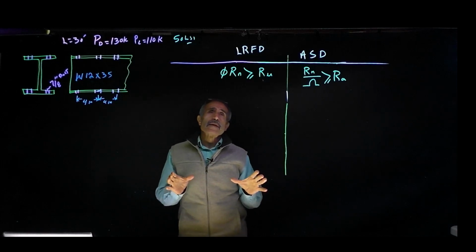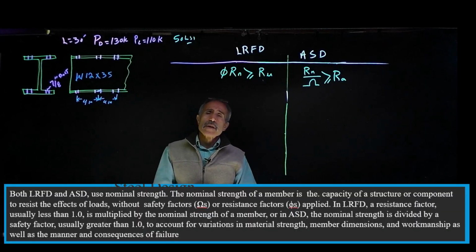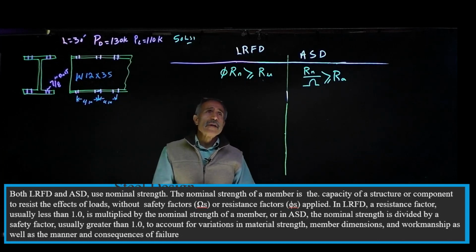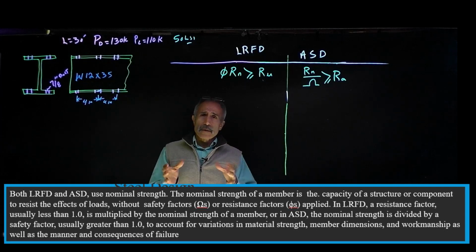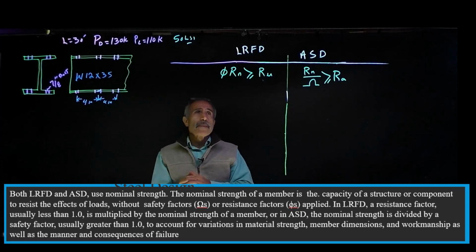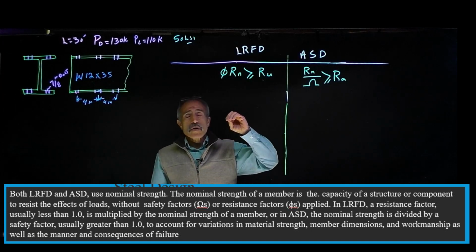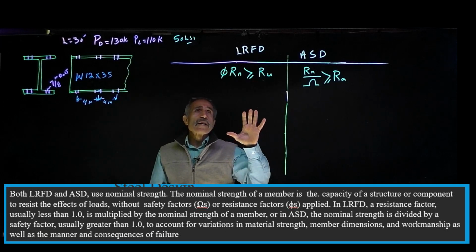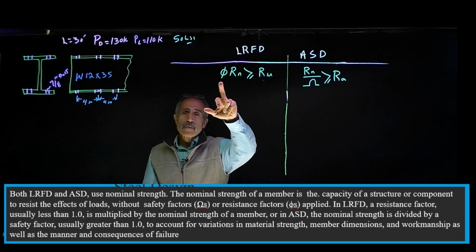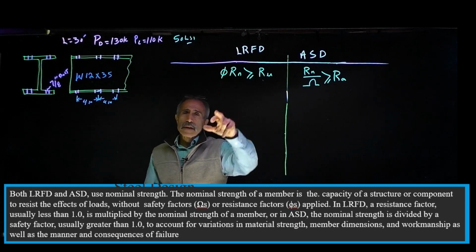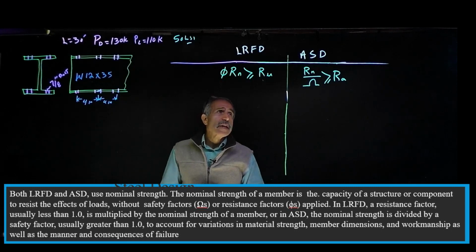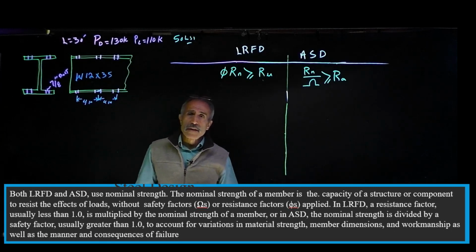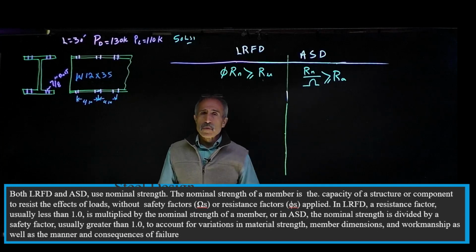Both methods use the nominal strength, which is basically the resistance of the material against the applied load so that it will not fail. And that resistance is without the factor of safety. In LRFD, we use phi, which is a resistance factor, normally 0.9 or less. And in allowable stress design, we use omega as a factor of safety, which is usually more than 1.